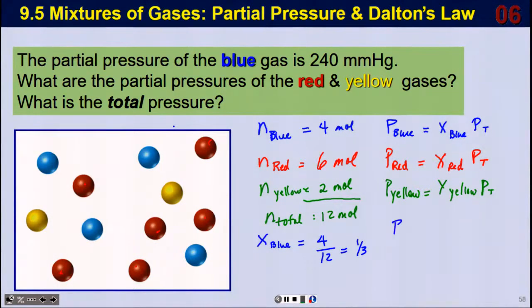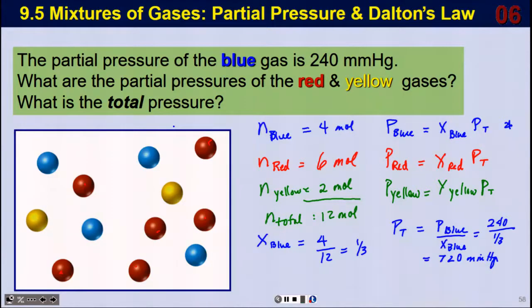So pressure total is going to be up here from this relationship. It's going to be the pressure of the blue, if you follow my math here, divided by its mole fraction. And so we have the pressure of the blue is 240 divided by 1/3. Well, that would be 240 times 3. So the total pressure is going to be 3 times 24, which is 720 millimeters of mercury. Okay, now we're getting close.